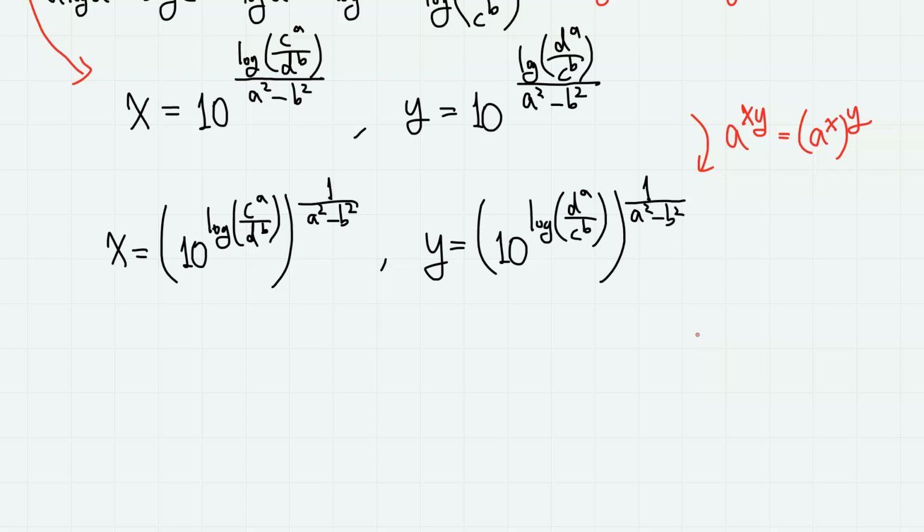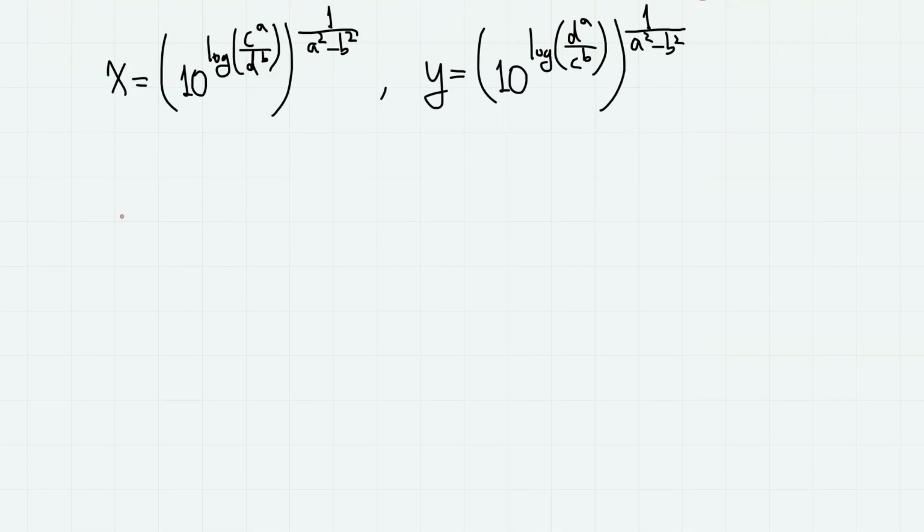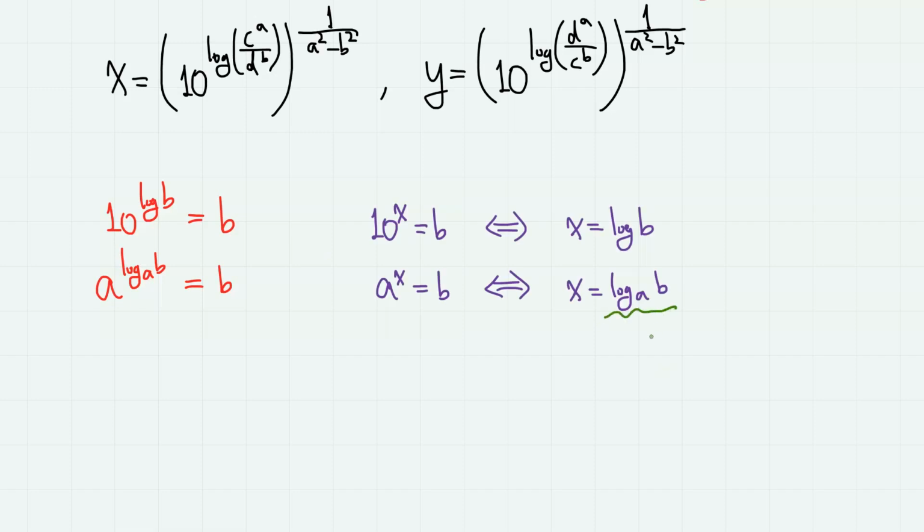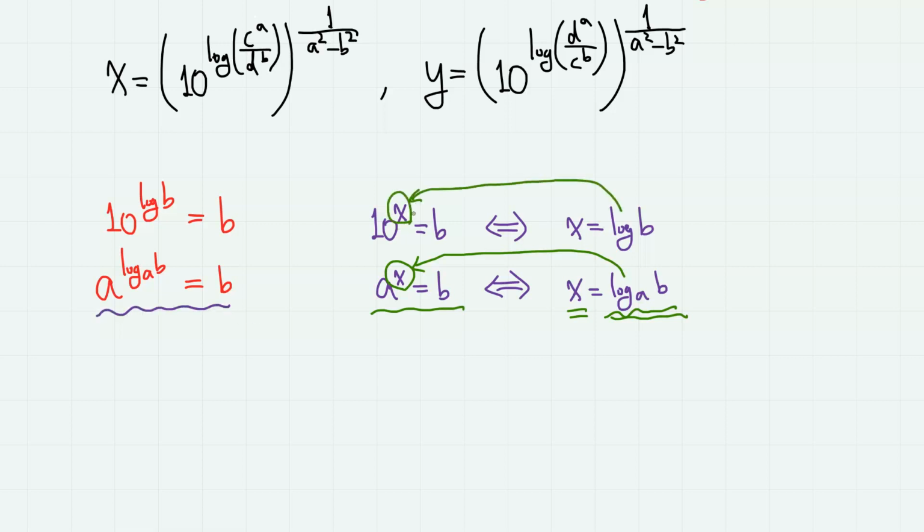So we have these. And now we use one more property of log, which is 10 to the power of log b equals b, or more generally, a to the power of log base a of b equals b. These properties directly come from the very definition of log. You see, log base a of b is defined as the value of x satisfying this equation. So if we substitute x with log base a of b, we obtain this result. And the same goes for common logarithm as well.